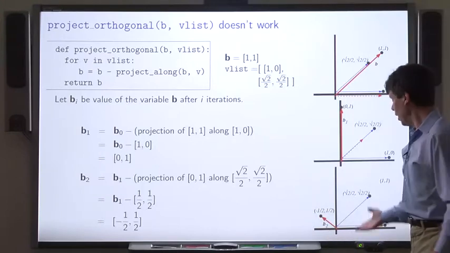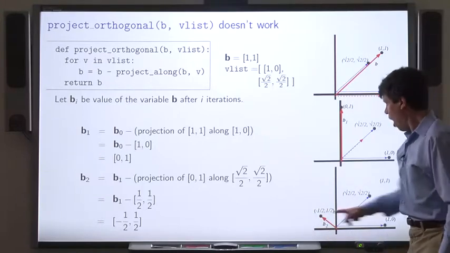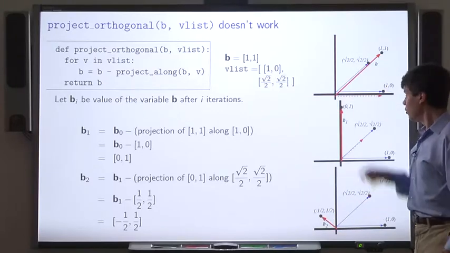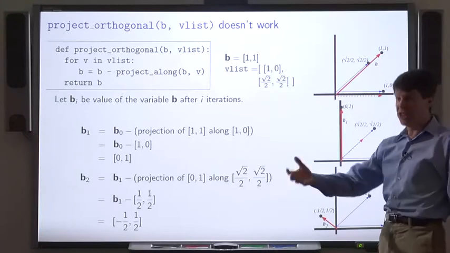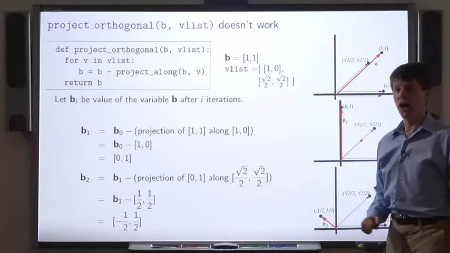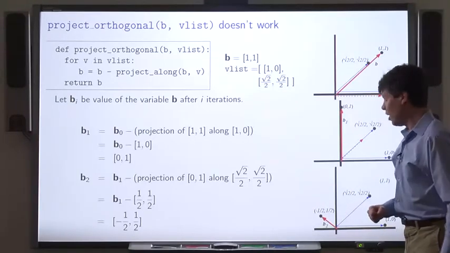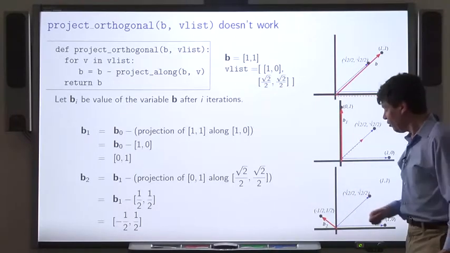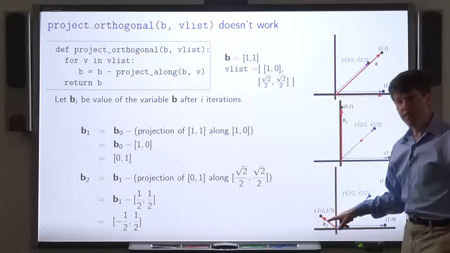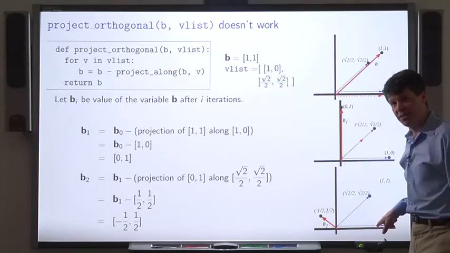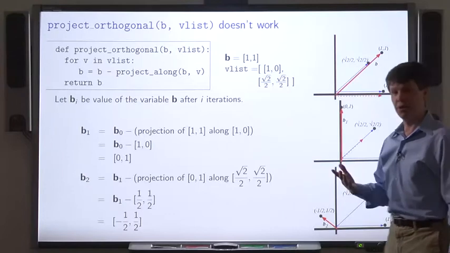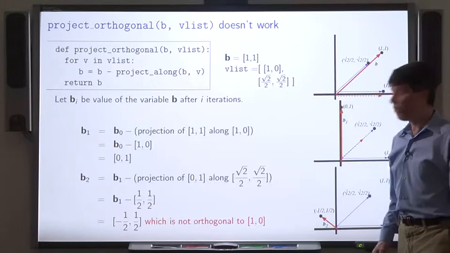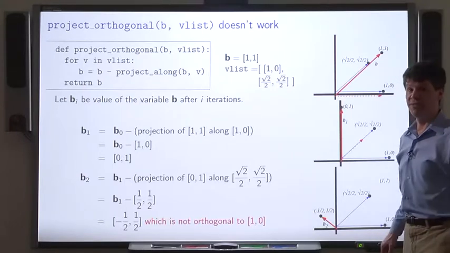All right. Well, this is a failure. Of course, the resulting vector b2 is orthogonal to the second vector in v-list because we just subtracted off the projection along that second vector. But doing so destroyed the orthogonality between b and the first vector in v-list. So we established that in the first iteration, and then we destroyed it in the second iteration. The result is not orthogonal to the first vector in v-list.